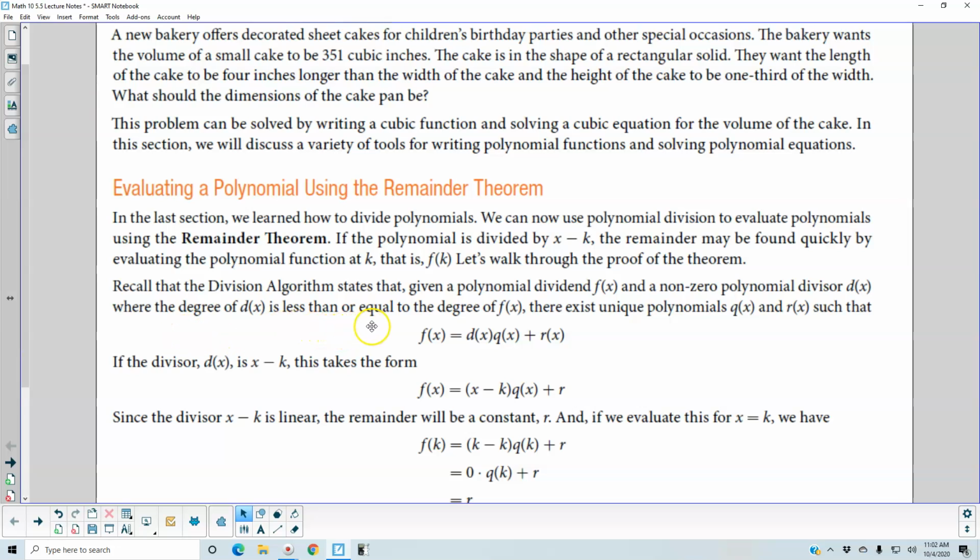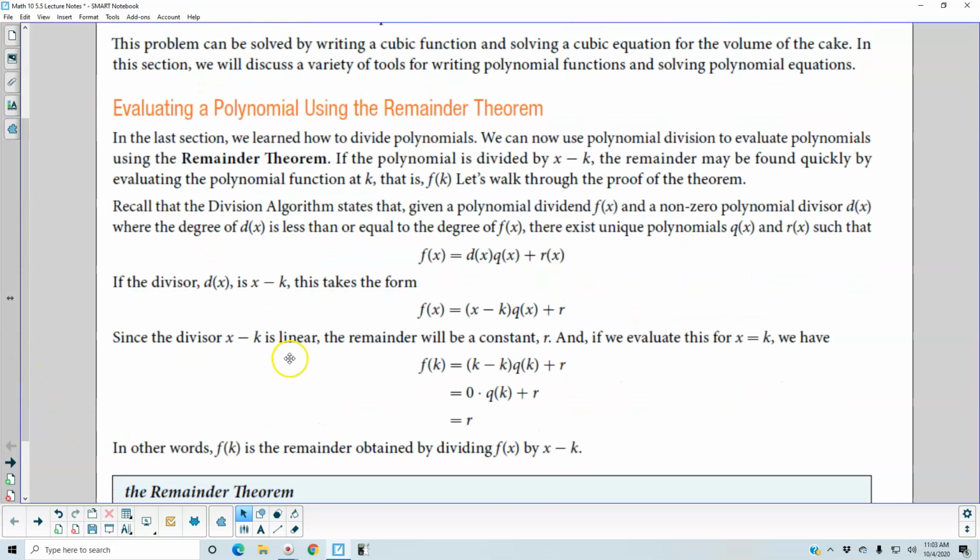Recall that the division algorithm states that, given a polynomial dividend f of x and a non-zero polynomial divisor d of x, where the degree of the divisor d of x is less than or equal to the degree of the dividend f of x, there exist unique polynomials, q of x, which is the quotient, and r of x, which is the remainder, such that f of x is equal to d of x times q of x plus r of x. Now, if the divisor d of x is x minus k, this then takes the form f of x equals x minus k times q of x plus r.